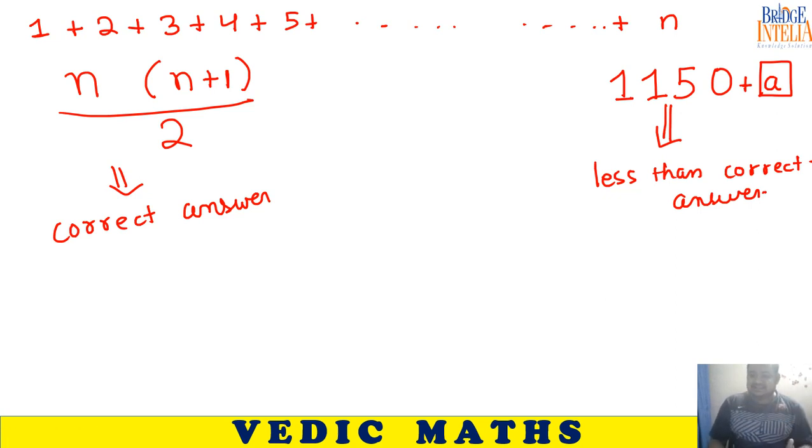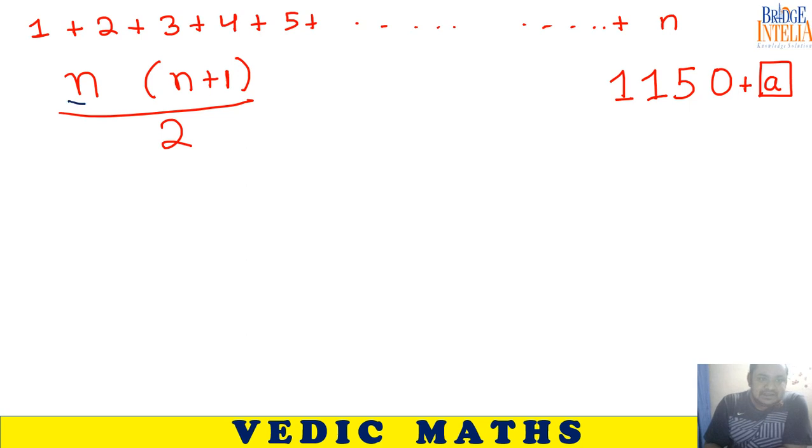Whatever the correct answer is, we know that he is giving the answer as 1150 and he has forgotten to add one number. If he adds that number also, the answer will jump more, it will become more than 1150. So you must understand one thing: the correct answer is definitely more than 1150.